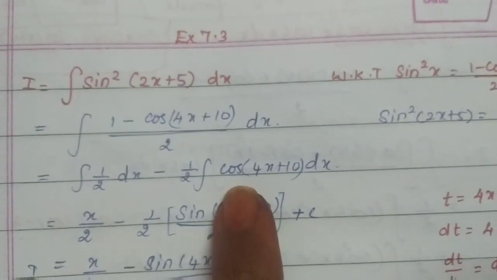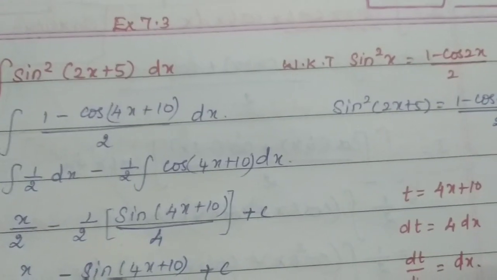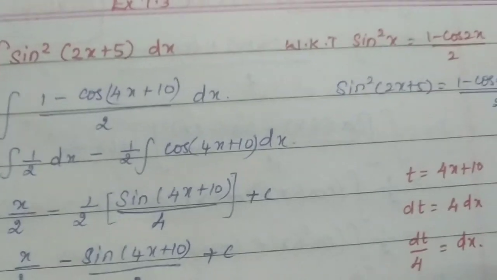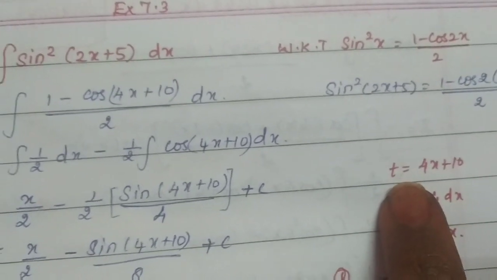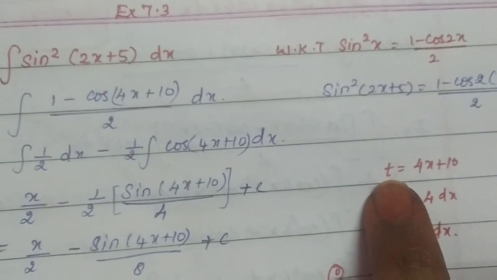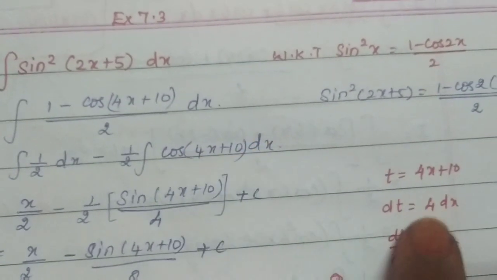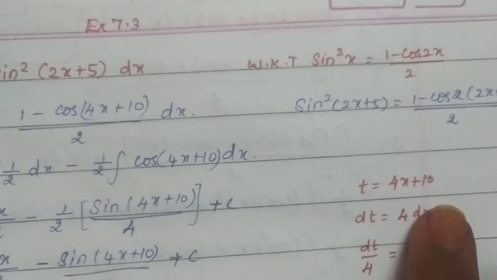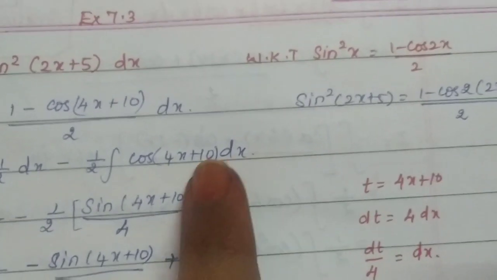And one more thing here, for cos you can either write the answer directly or you can take t. If you are taking t, it will be a longer process, but if you keep this in mind, it will be easy for you to integrate any integral. For your understanding, we know the formula of cos x dx, so we take t equal to 4x plus 10, as we have done in exercise 7.2. When you differentiate, you will get dt equal to 4 dx. Since we have dx here, we bring 4 to the denominator.